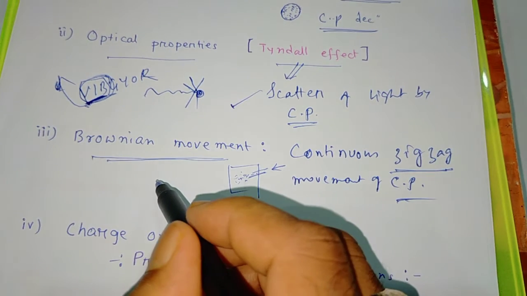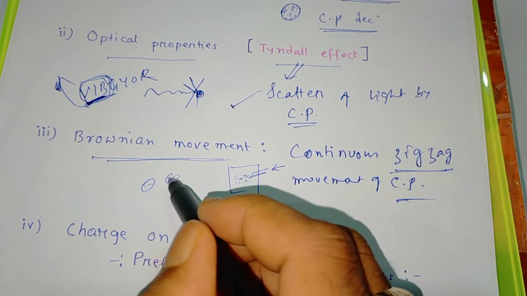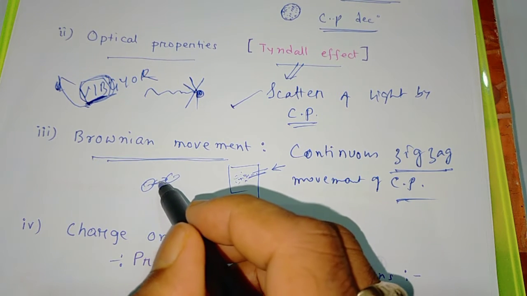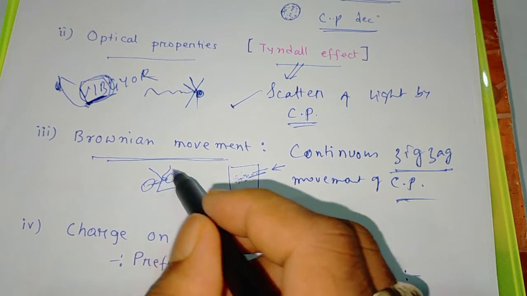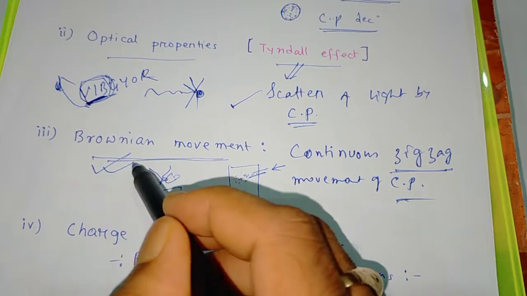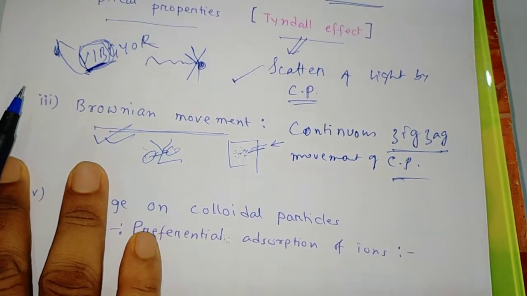So actually colloidal particles carry like charges. So one particle strikes the other and they move by striking, they are moving haphazardly. This is what creates the Brownian movement.